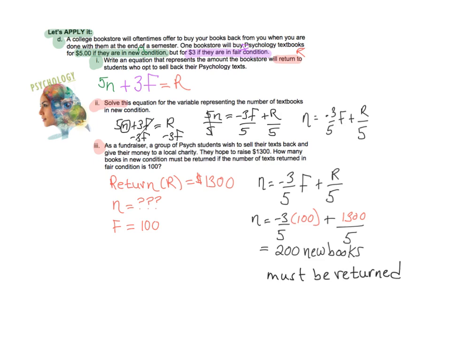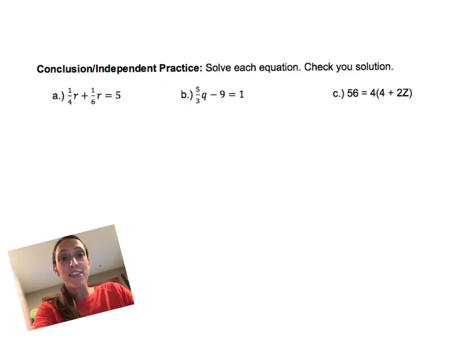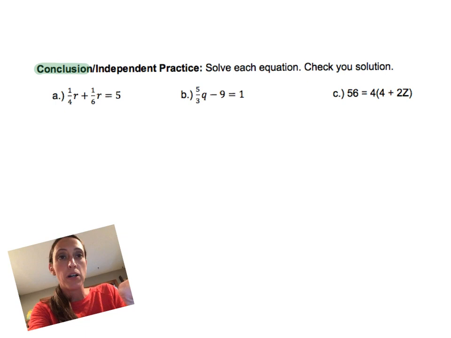All right, we're almost done. Alrighty, folks, you're almost done. You got 3 left. So these will be your conclusion independent practice problems. Hopefully, you're getting a little bit accustomed to them. So you could just highlight this part of your notes as conclusion independent practice. And all I want you to do is solve.